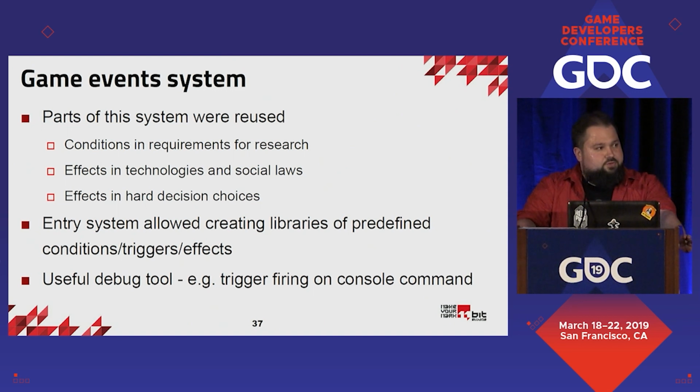It proved to be a very useful tool for debugging. For example, an event could have a trigger that fires when a certain console command is entered. So it was easy for the design team to test certain story parts just by typing a command, and the effects would be executed just like in the game.